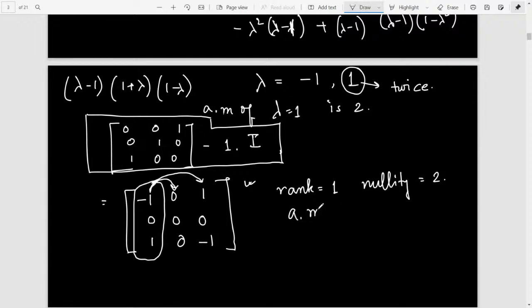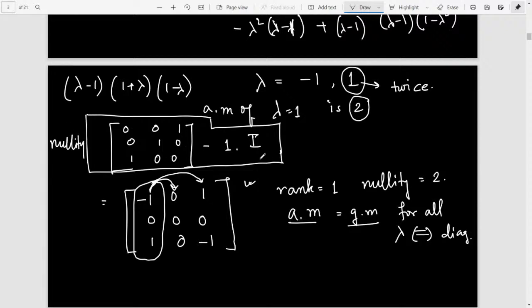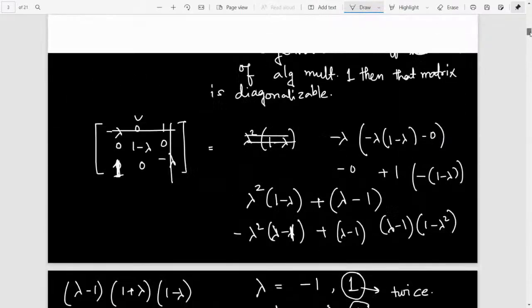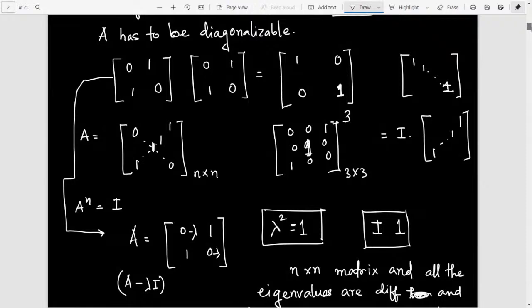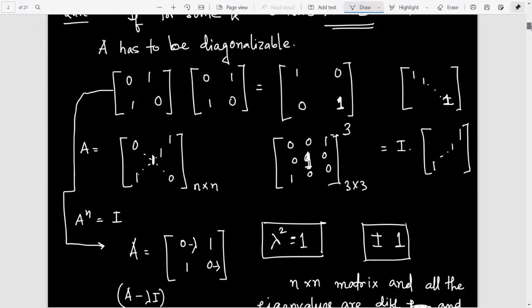So algebraic multiplicity equal to geometric multiplicity for all lambda is the if and only if condition for diagonalizability. Now the algebraic multiplicity is the same as the geometric multiplicity here, because the algebraic multiplicity of 1 is 2. The geometric multiplicity, that is the nullity of this matrix, is also 2. Okay, so now if you take lambda equals minus 1, you can see what happens. Now the one thing that I want to make sure of in this example is that whenever you take these examples, these matrices have very nice properties.